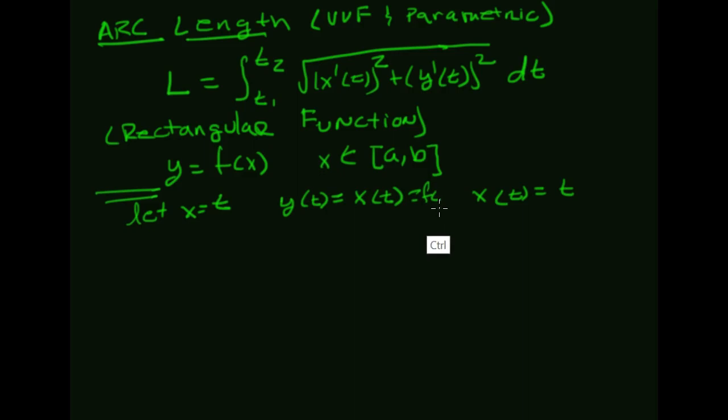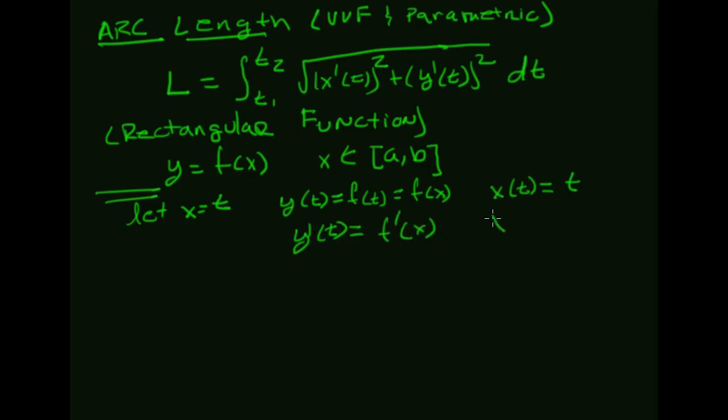I'm sorry, that's not correct. Let's fix this a little bit. y of t is the same thing as f of t, and since t and x are the same thing, that's f of x. There we go. And x of t is just straight up t. So this means that y prime of t is equivalent to f prime of x, and x prime of t is 1.